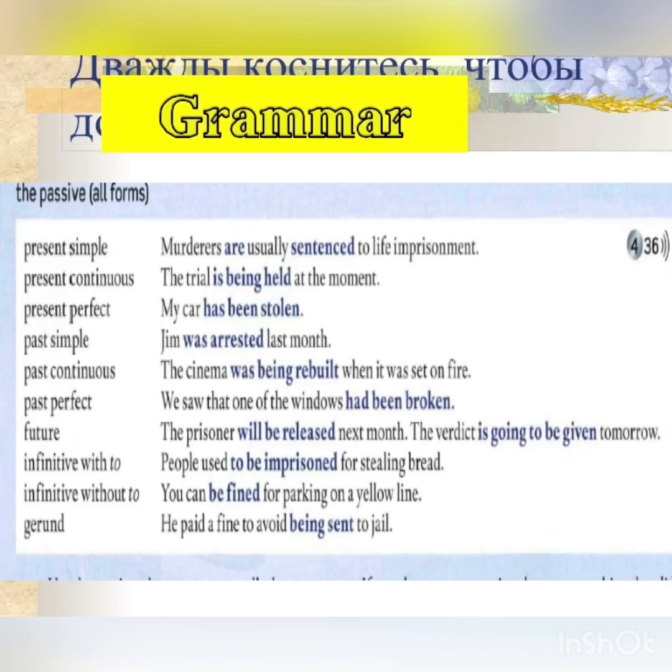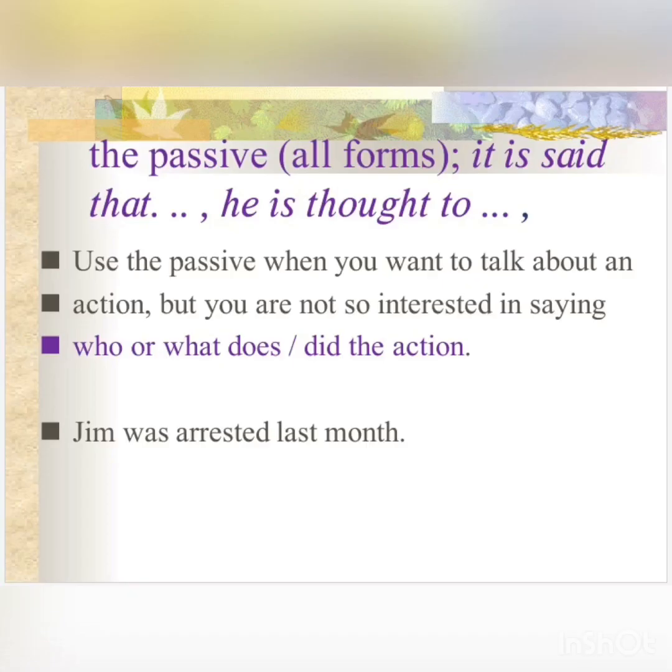It means is being, has been, was being, had been. It means that the verb to be is conjugated. So when do we use the passive form? We use the passive when we want to talk about an action, but we are not so interested in saying who or what does the action. For example, Jim was arrested last month. So we don't mention who does the action. We just say Jim was arrested last month.